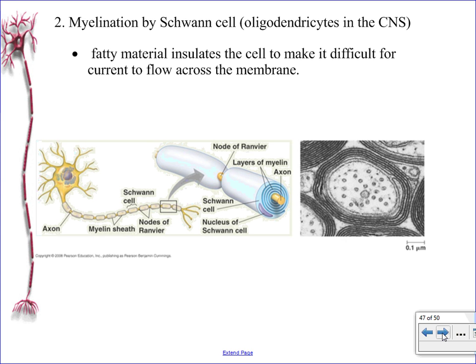But at any rate, this myelination is a fatty material, and it insulates the cell against the movement of ions. What that does mean is that we cannot have sodium, potassium, or any charged ions crossing the cell membrane where you have the myelin sheath. And in fact, there are no sodium channels underneath the myelin sheath.